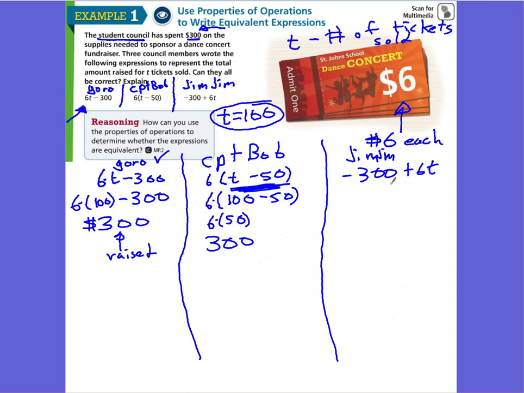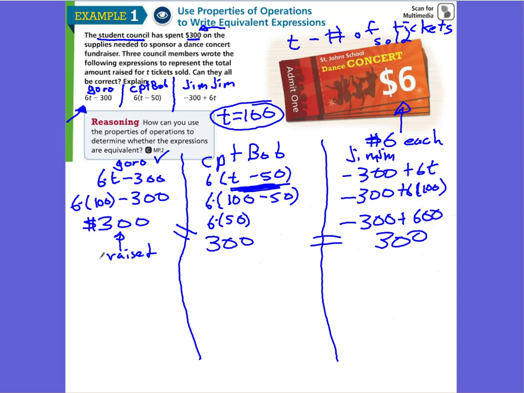They yield the same thing. So let's move on to council member 3, see what they yield. So minus 300 plus 6 times 100, and I get minus 300 plus 600. 6 times 100 is 600. Negative 300 plus 600 will again yield us 300, which says that, at least for this value of 100, we don't know for all values yet, but at least for 100 tickets, they all told me that this dance raised the same amount of money.